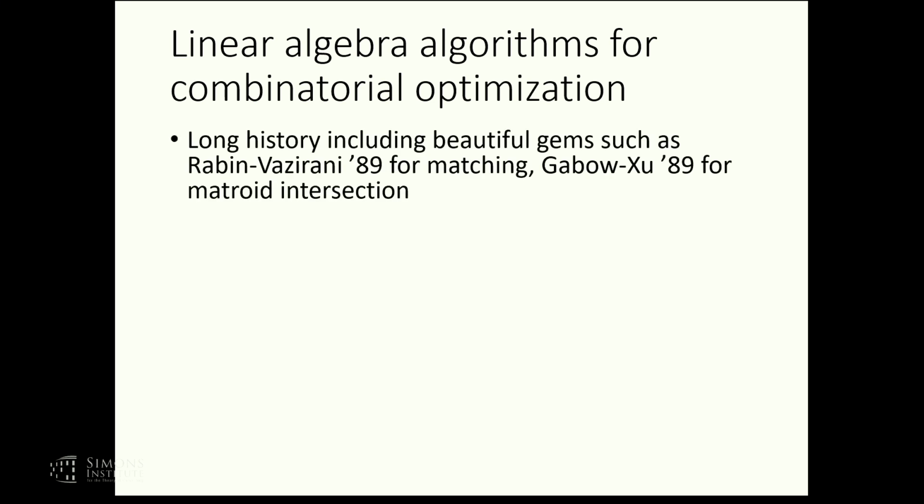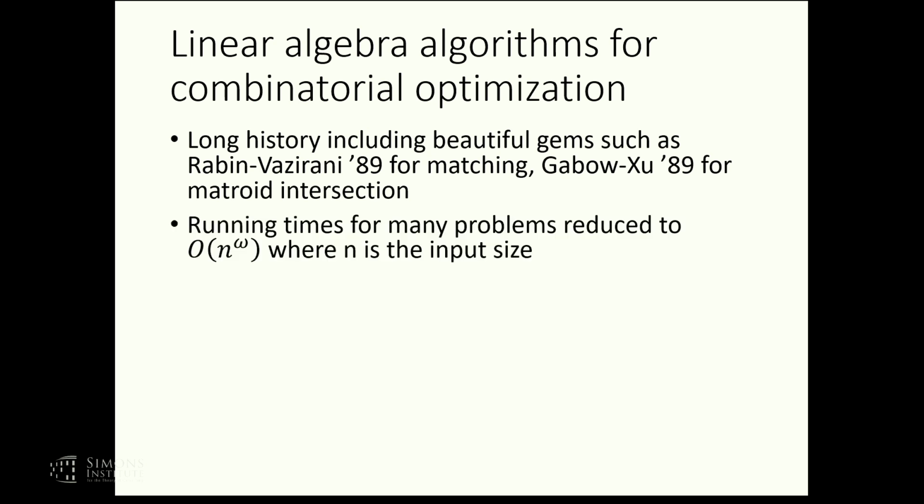Since there's a long history of using linear algebra in the context of combinatorial optimization, there are a lot of gems in the past and a lot of beautiful development, for example, Rabin and Vazirani's algorithms for matching, or you can get a more general problem like matroid intersection and classical work from Gabow and Xu from '89. So there are a lot of algorithms for this problem, and after many decades of work ever since, we have been able to reduce the running time for these problems down to basically the time to do a matrix multiplication, where N is the size of the input, right?